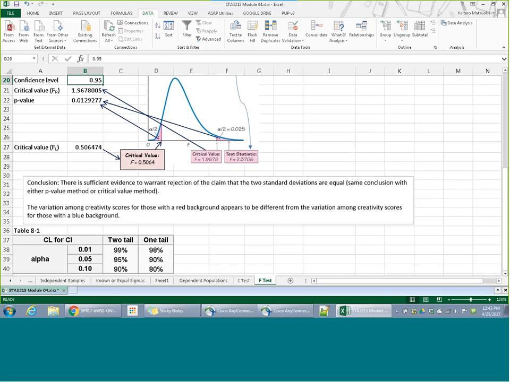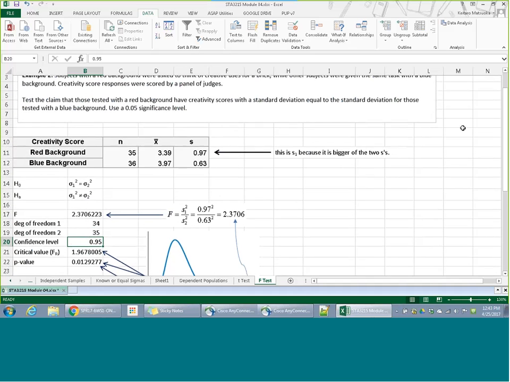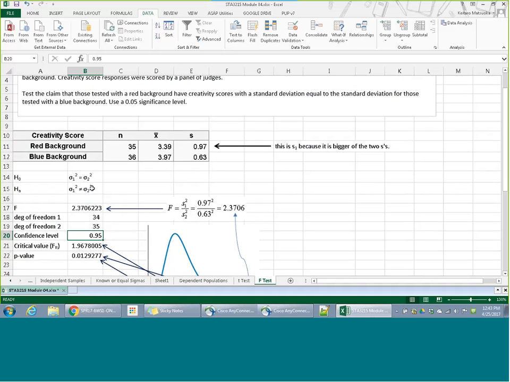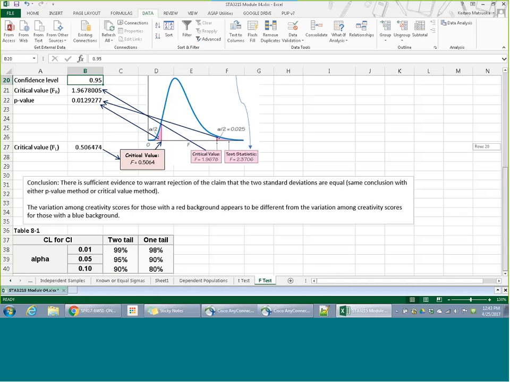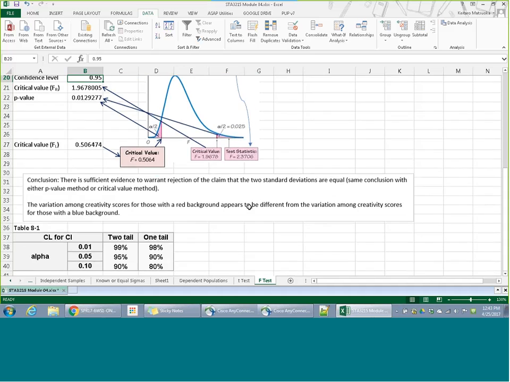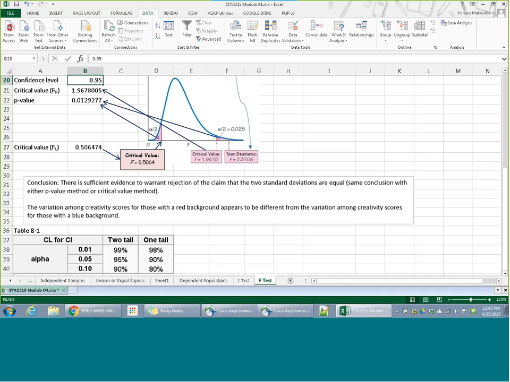Okay. So regardless of which method you pick, there's sufficient evidence to warrant the rejection of the claim that the two standard deviations are equal. So that means we're rejecting this and going with this. That means, no, the standard deviations are not the same. Okay. How different, which one's bigger, we don't know, but we know they're different.